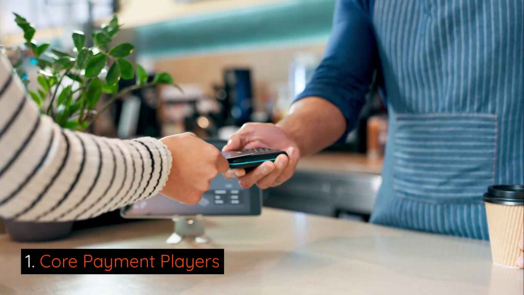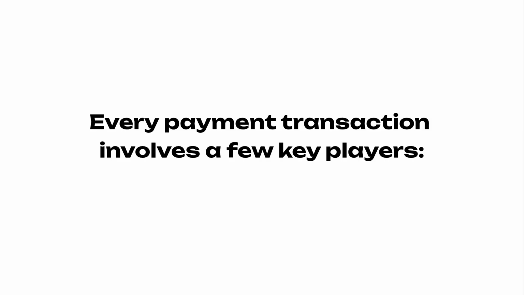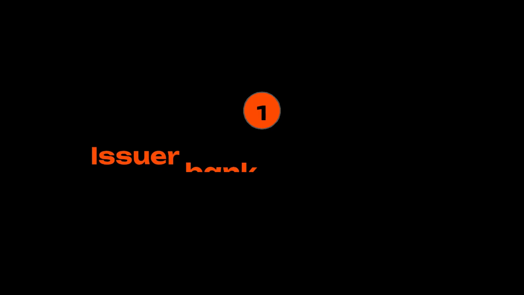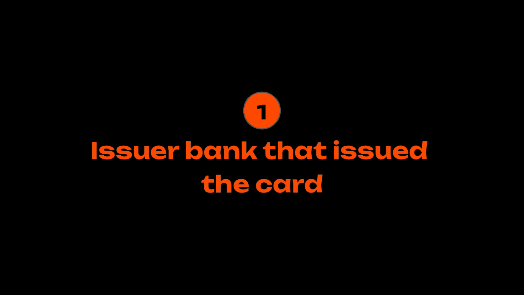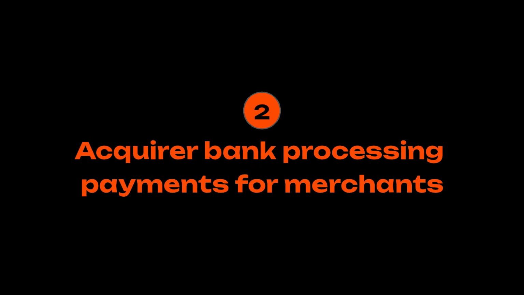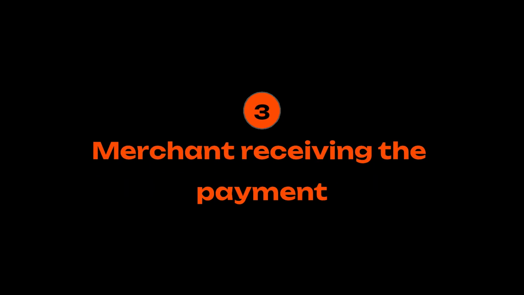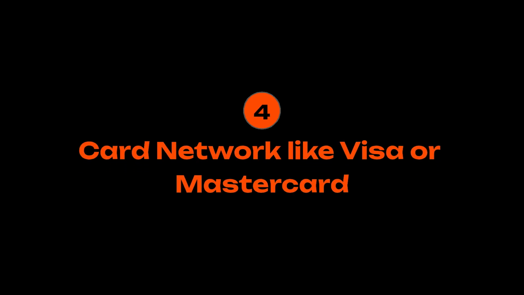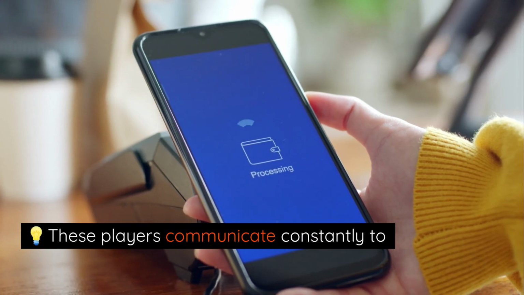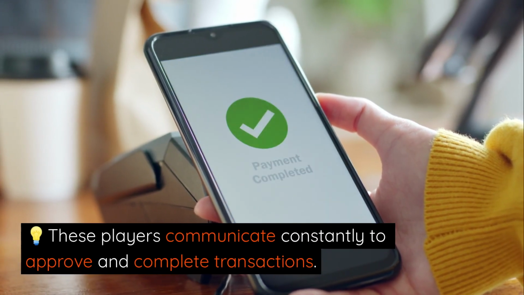1. Core payment players. Every payment transaction involves a few key players. Issuer, the bank that issued the card. Acquirer, the bank processing payments for the merchant. Merchant, the business receiving payment. Card network, Visa, MasterCard, etc. These players communicate constantly to approve and complete transactions.